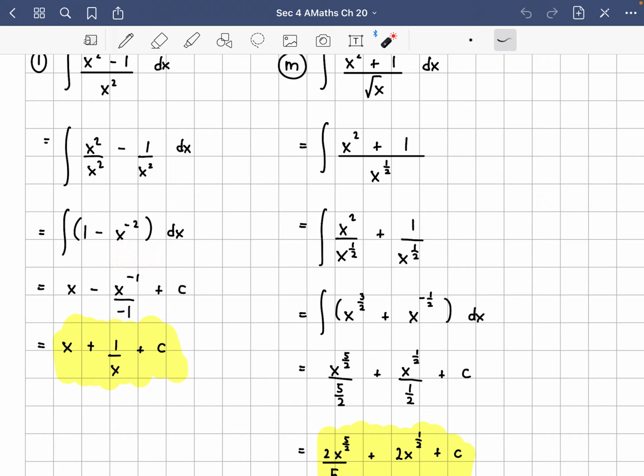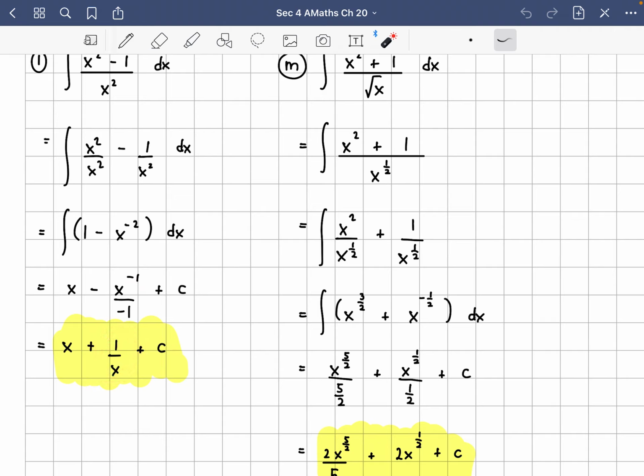So getting the final answer, you have x plus 1 over x. Take note that this is a negative times a negative. That's why this is now a positive, or a plus. Okay, and then rewriting this in a positive index, it's x plus 1 over x plus c.